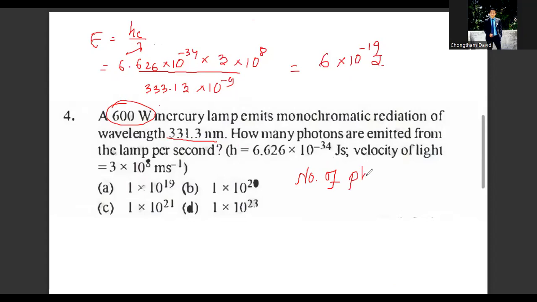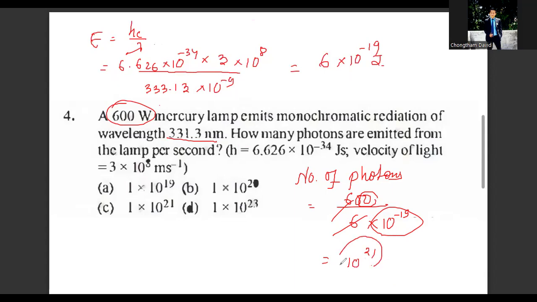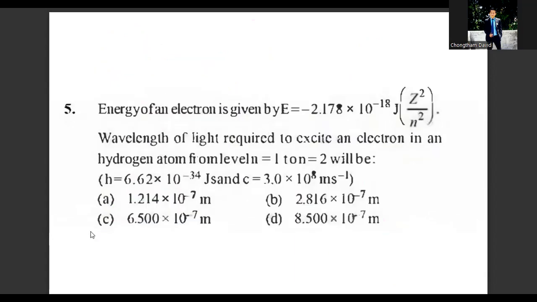Now let us calculate the number of photons that is going to be emitted per second, in 1 second. So it would be 600 divided by 6 into 10 to the power minus 19. Comes in the numerator. 6 and 6 get cancelled. You do the operation with these powers of 10. This is giving you 10 to the power 21, which is the answer to question number 4, option C. I hope it's clear.